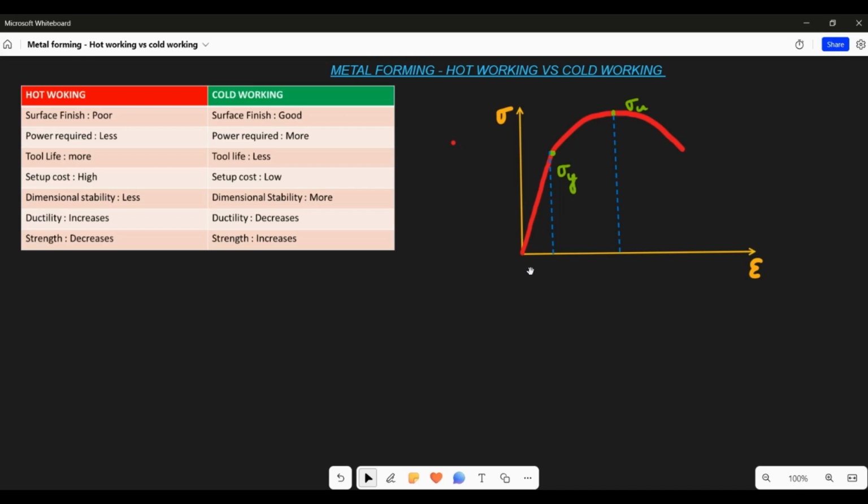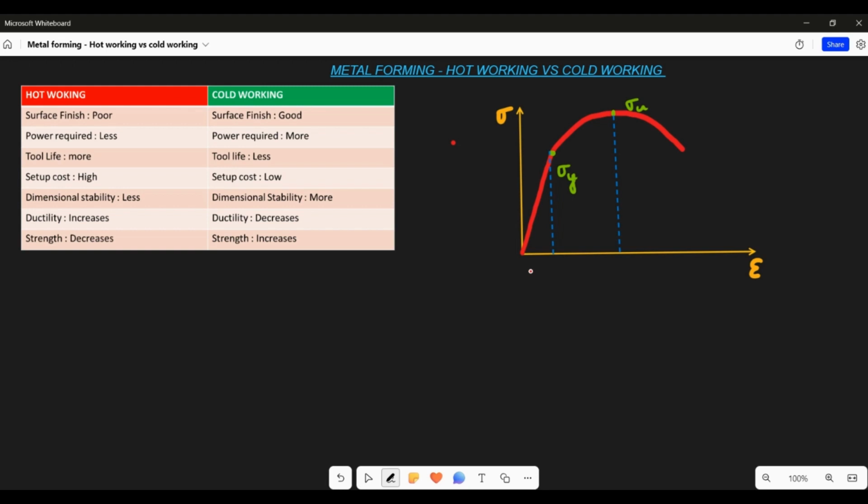Hi friends, in this video I am going to explain metal forming, which is a production technology topic. So first we want to know what is metal forming. In metal forming we are going to deform the metal and we are going to get the required product.